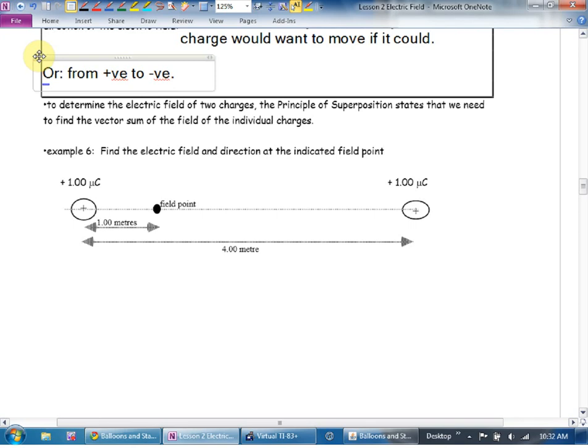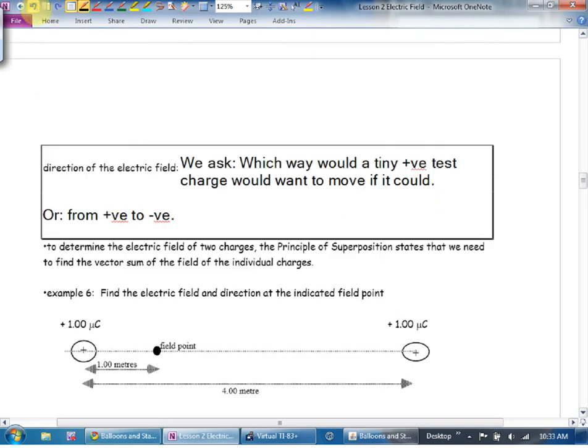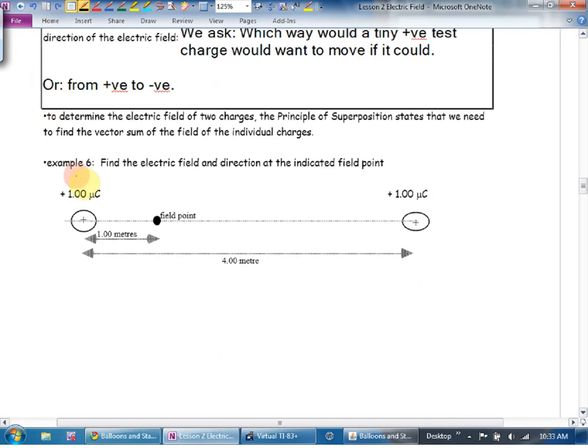What I'm going to do, don't write this down, what I'm going to do temporarily is ignore that guy. In fact, I'm going to call this charge A. What do you think I'm going to call this? Charge B. Okay. So I'm going to find the electric field at A first.